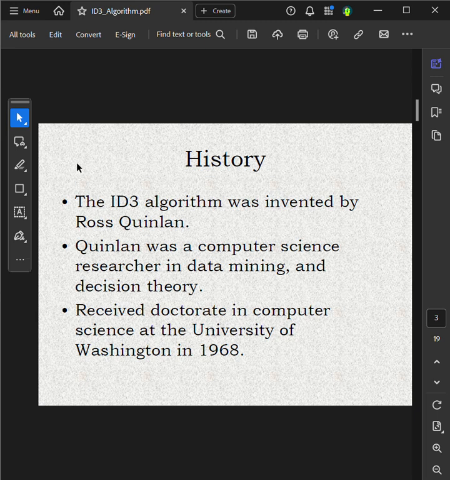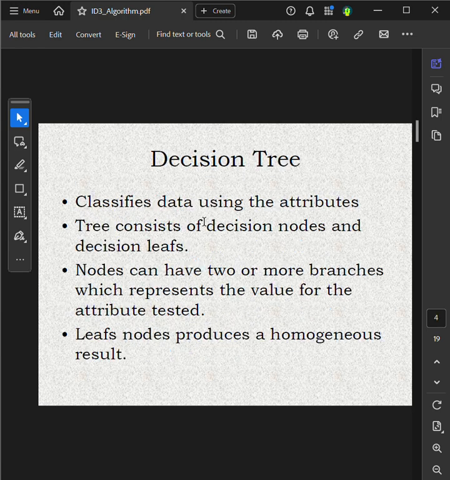So here's the history of the algorithm. It was invented by Ross Quinlan. Quinlan was a computer science researcher in data mining and decision theory. He received a doctorate in computer science at the University of Washington in 1968. As we know, if we are learning something, we should also be familiar with the history of how it came to life and who created it. Anyways, let's move on.